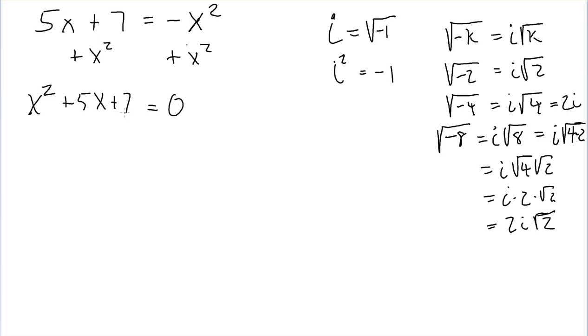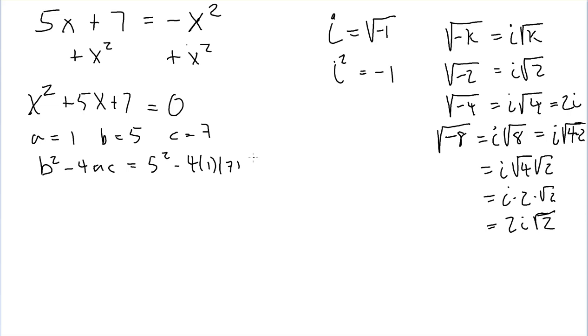All right, now we can apply the quadratic formula. What is a? a is 1, the coefficient of x squared. What is b? 5, the coefficient of x. What is c? 7. So what is the discriminant? b squared minus 4ac. It's 5 squared minus 4 times 1 times 7. Now what's that? 4 times 1 times 7 is 28, so it's 25 minus 28, which is -3.